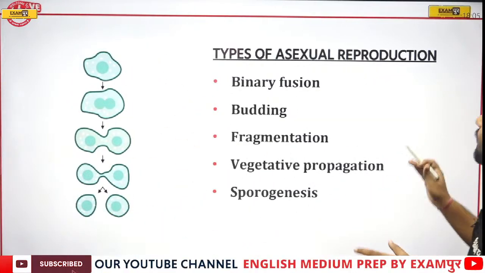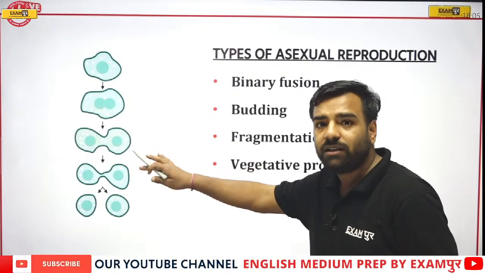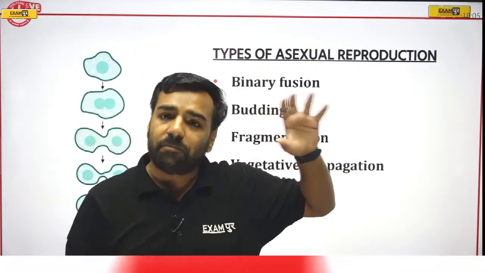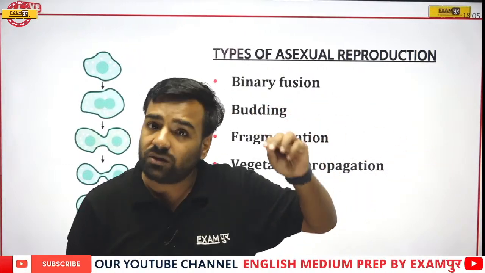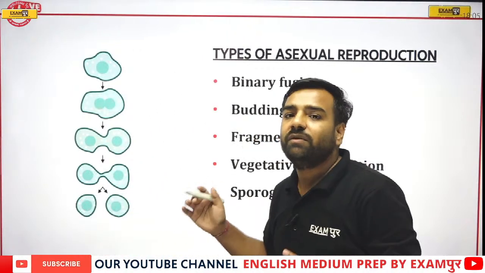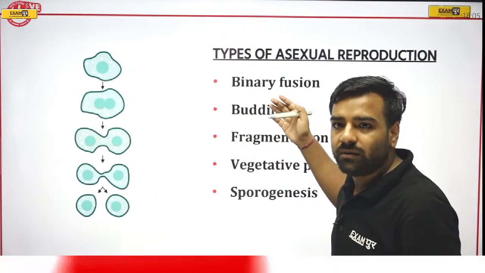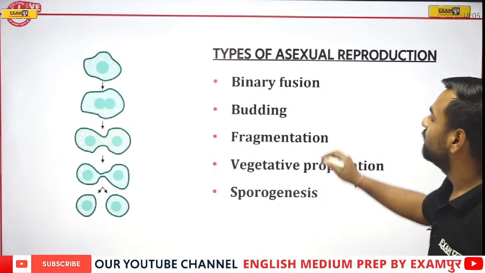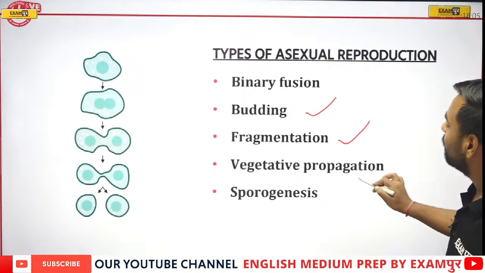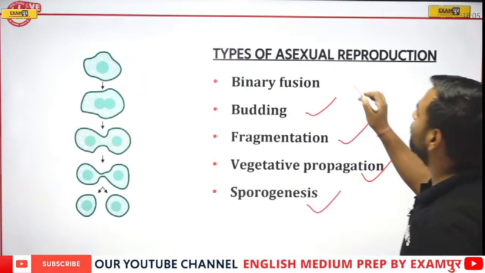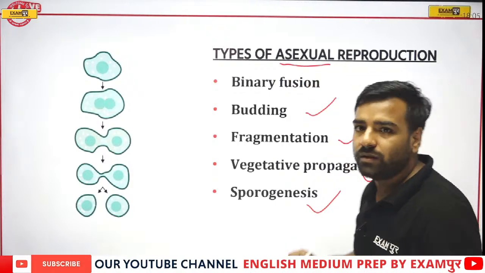Now, if I talk about the types of reproduction, what all can be the types? In examination, it is asked which of the following is a part of asexual reproduction. So you can take the examples of budding, then binary fission, which is done by Euglena. Then there is budding, fragmentation, vegetative propagation, sporogenesis. All these are examples of asexual reproduction.